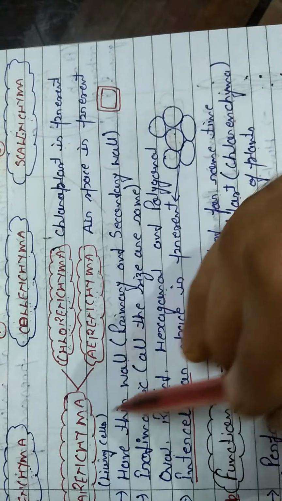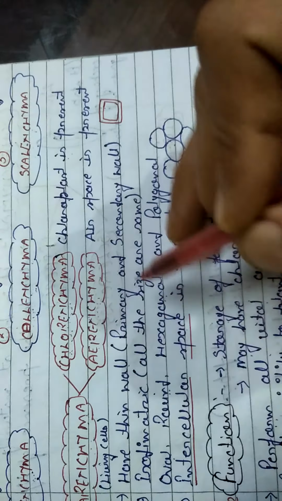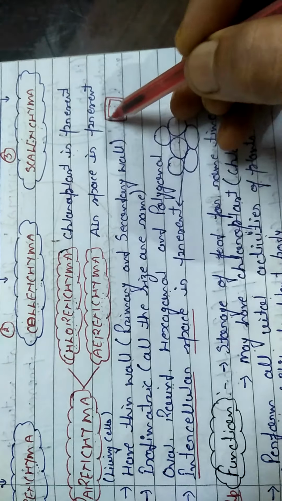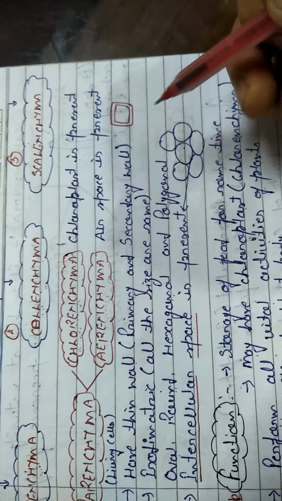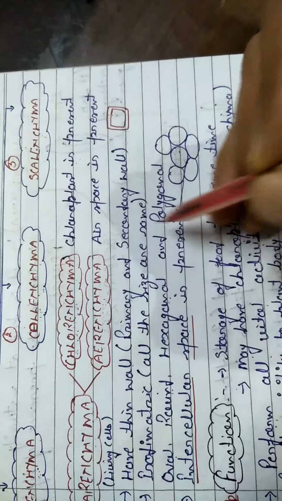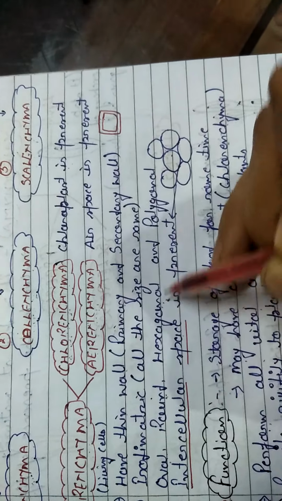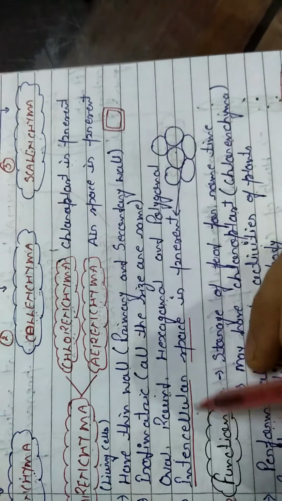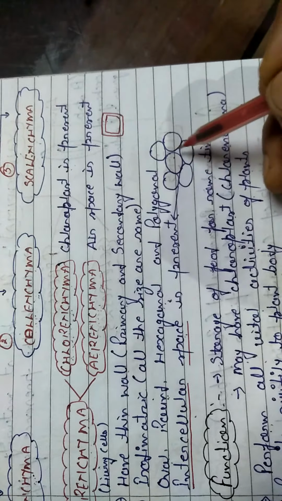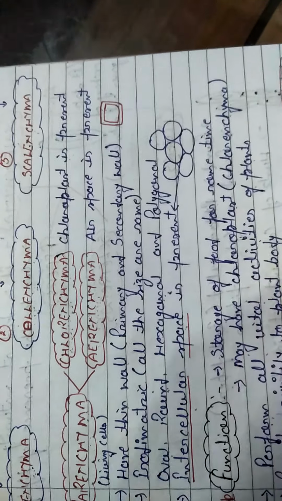Now all these permanent parenchymatic cells have a thin wall, and they have a primary and a secondary wall. They are all isodiametric. It means all the sizes are the same. They may be found in oval shape, round shape, hexagonal and polygonal. Intercellular space is present in all these types of permanent cells.